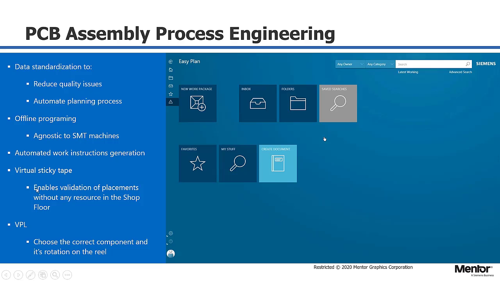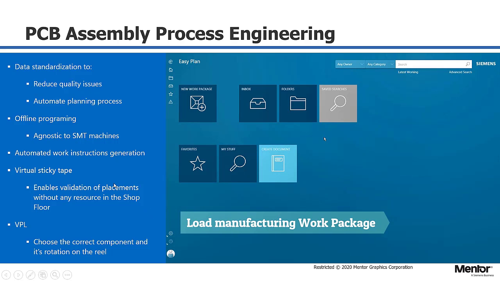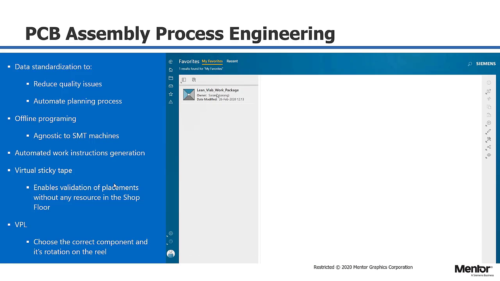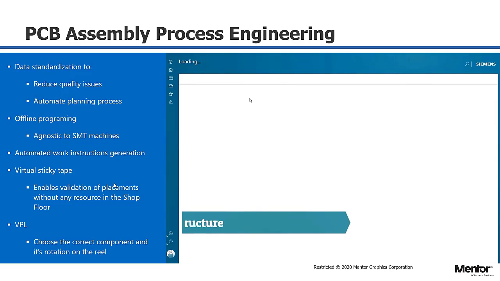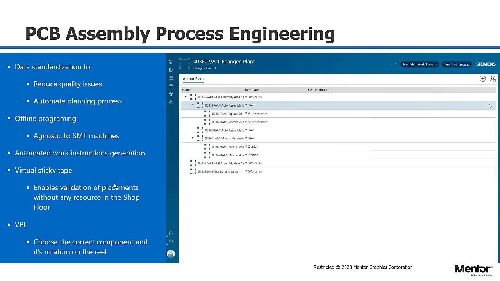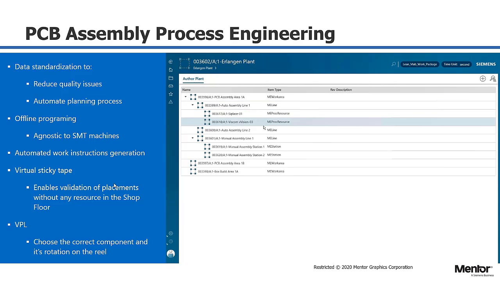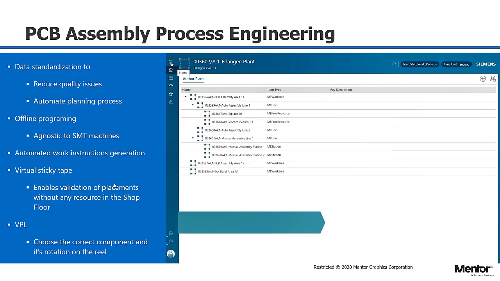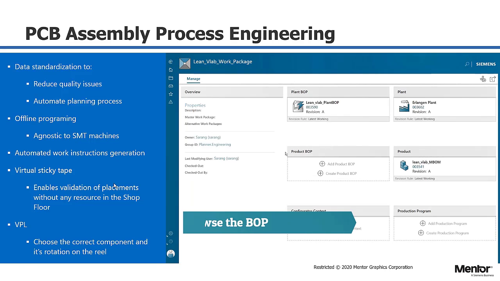Now I will show a short demonstration that emphasizes the value of this integration. Here we see EasyPlan, and we can browse the work package. The work package includes the BOP, which is the routing, BOM, and the plant facility. In the screen, you can see the representation of the plant facility inside Teamcenter. The plant representation includes the work areas, lines, stations, and equipment that we have inside our plant.